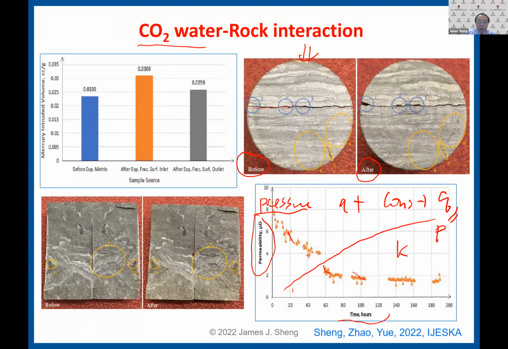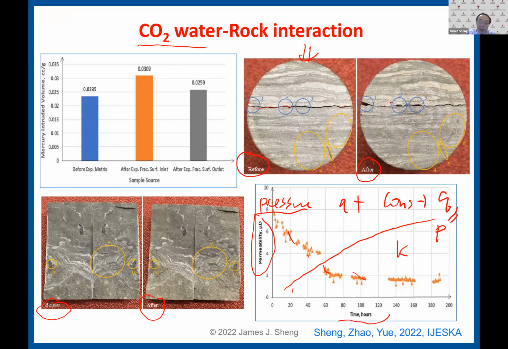So if you cut open the core, let's see, this is before and this is after at the same location. Then the color is changing. This becomes lighter and this becomes a little bit lighter. So basically, heavier is kind of more porous, meaning the pore space will be larger.